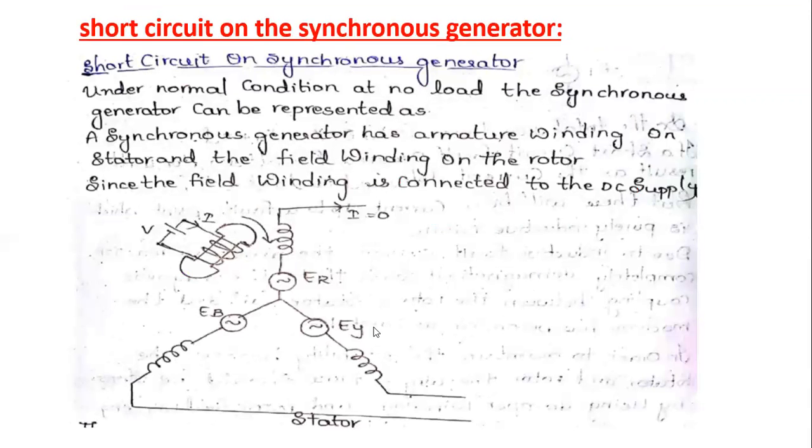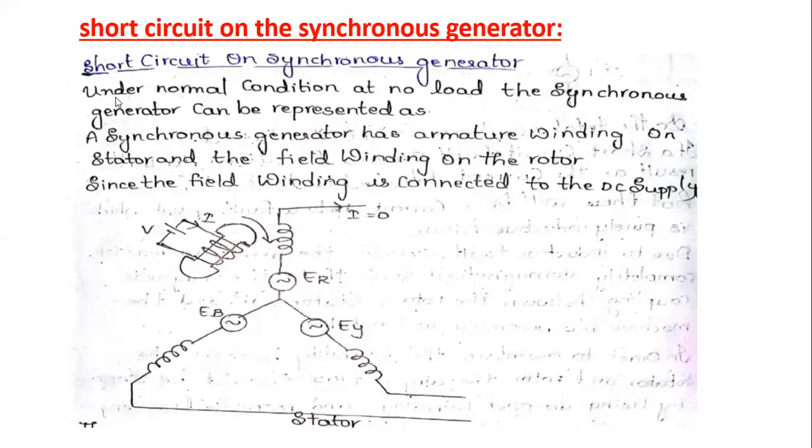This is the synchronous generator or the alternator. This is the diagram for that synchronous generator. This is the stator of the three-phase synchronous generator, and in this we are assuming I is equal to 0 in the R phase, and this is EB, EY. And this is the rotor.